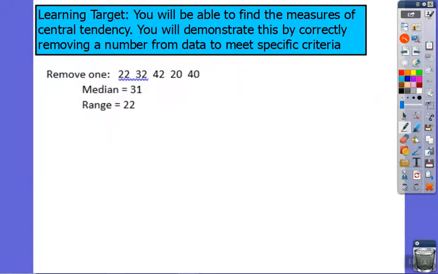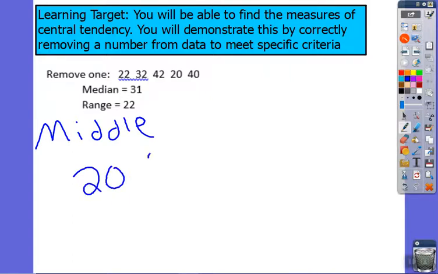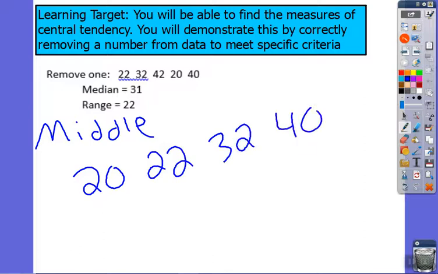My numbers are 22, 32, 42, 20, 40. I want to have a median of 31 and a range of 22. So what does median mean? It means it is the middle. So first step is we need to have these in order. So we'll have 20, 22, 32, 40, and 42. That's what we have right now.